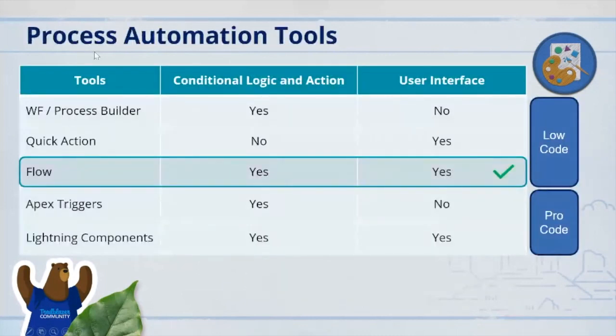So now we are moving into flow. We are not going into detail on Process Builder because we know Process Builders are also going to go soon. Workflow is going to go soon. So what are the things we had in Workflow and Process Builder?